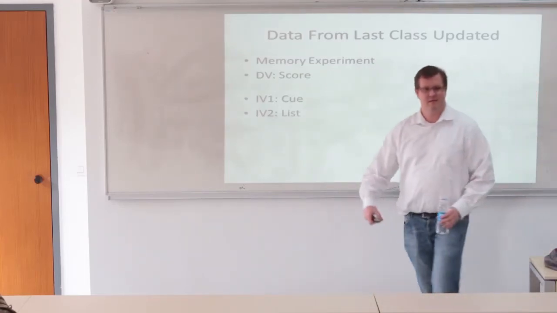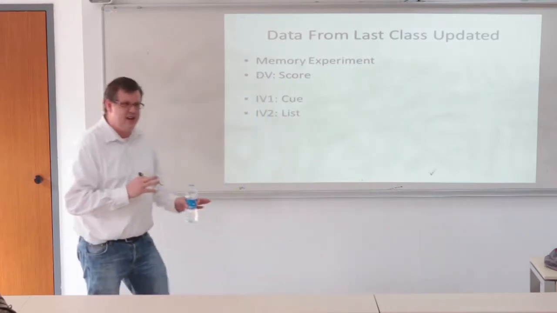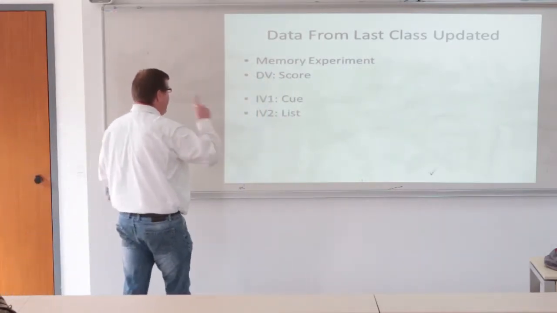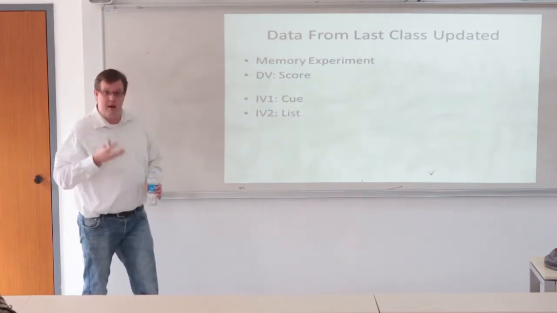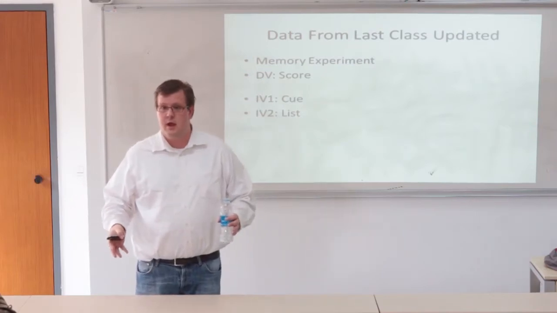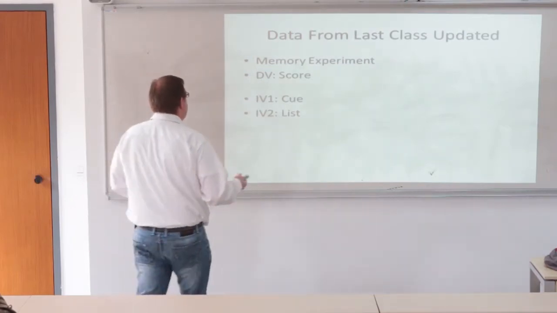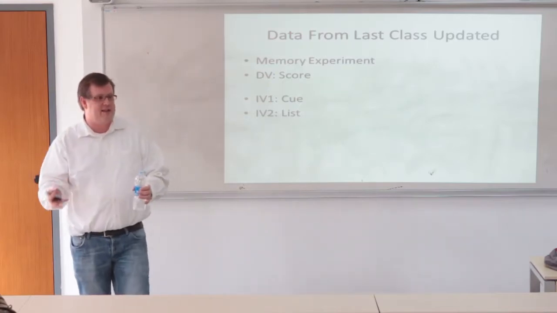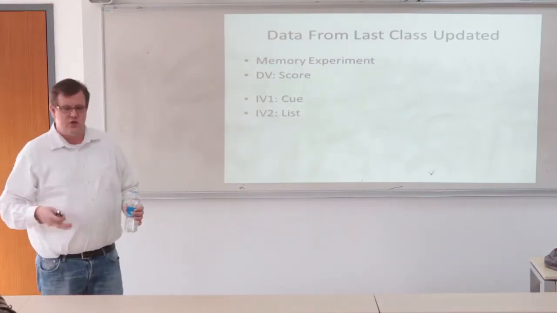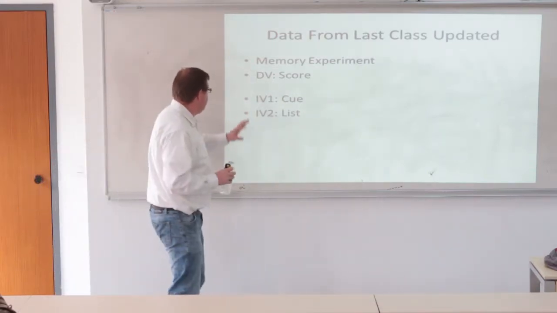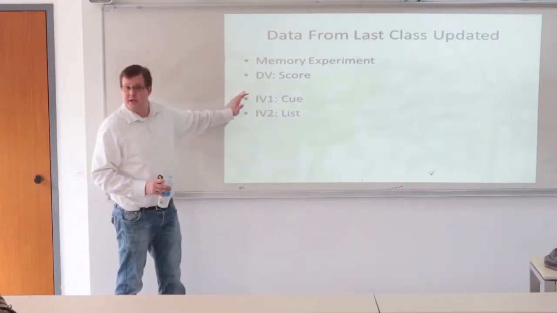Don't worry. Hopefully, I will present it in a way that will make sense. Okay, so last class we were talking about a memory experiment, right? Where we give people lists of words, and we are calculating some score, which is our dependent variable, their score on the test after they've tried to learn the list of words. And we have different factors. And one of the factors we had was cue.